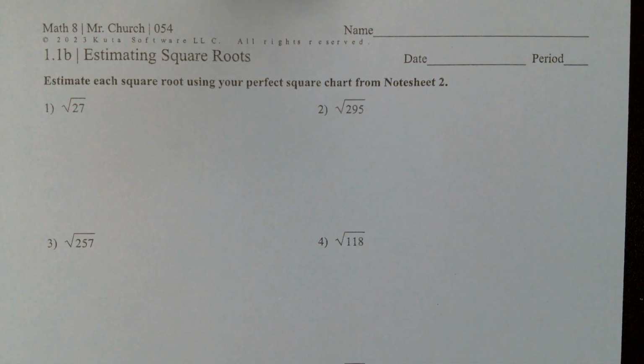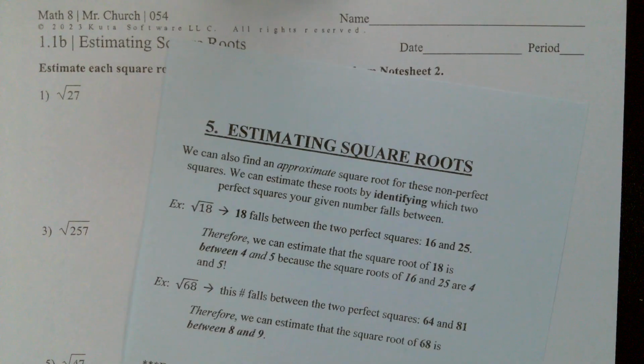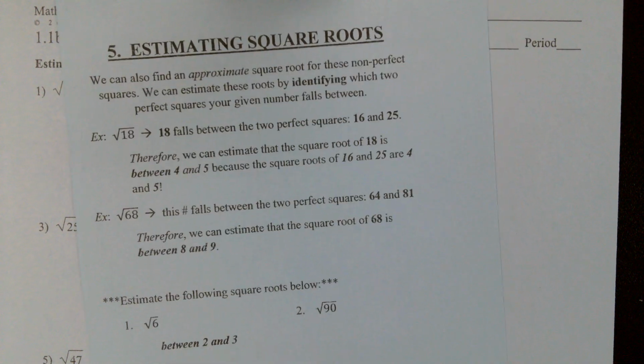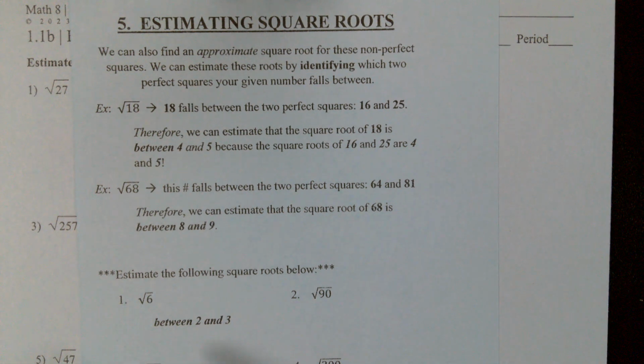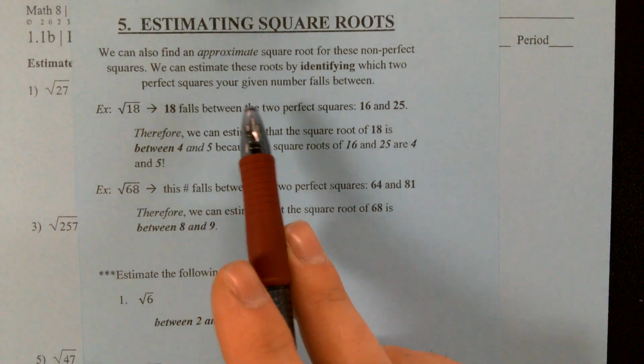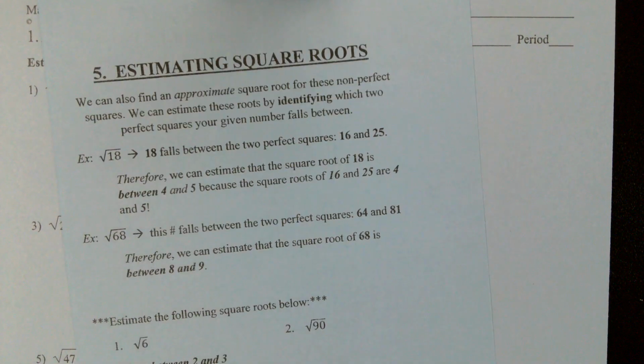So, on the front side of this worksheet, we are just estimating square roots, right? So that's using note sheet number 5, estimating square roots. We're not going to break down the number. We're not going to get its factors or anything like that. All we need to do is find where that square root falls between on the number line.